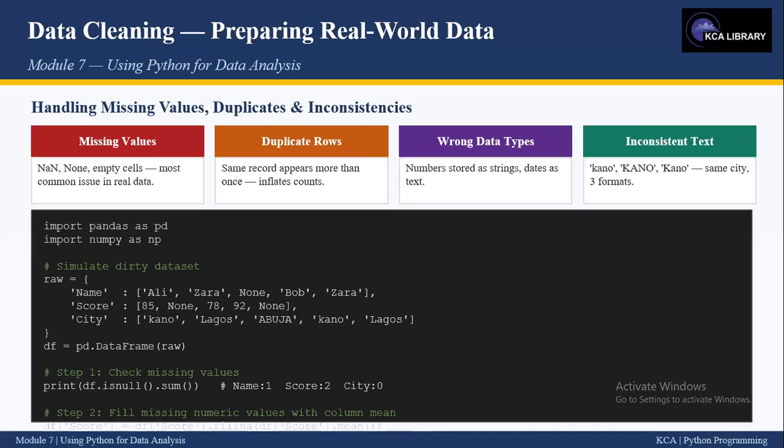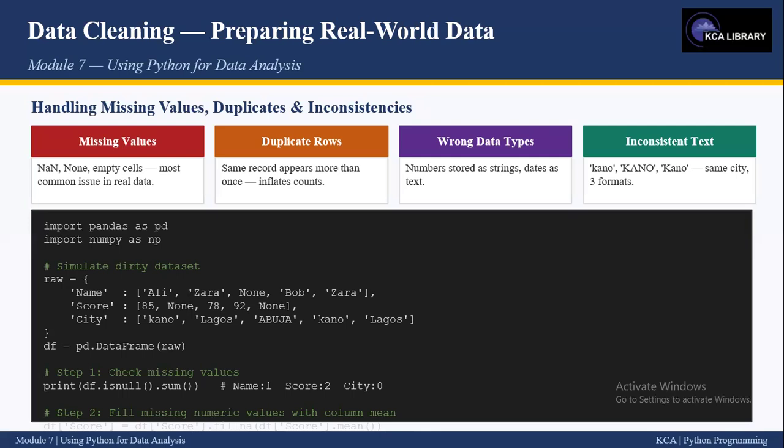First, we check for missing values using the isnull().sum() function. Second, we fill missing numeric values with the column mean, using the fillna function. Third, we drop rows where a required field such as name is absent. Fourth, we remove duplicate records. Fifth, we standardize text using the str.title function and str.strip function.